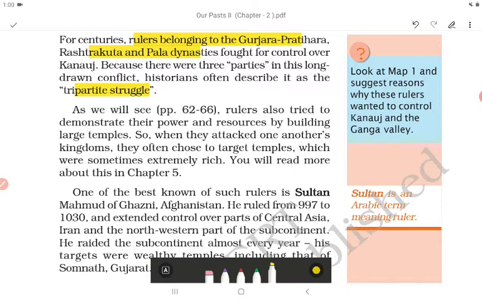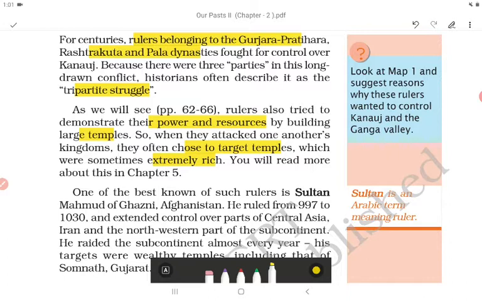Look at Map 1 and suggest reasons why these rulers wanted to control Kannauj and the Ganga Valley. As we will see, rulers also tried to demonstrate their power and resources by building large temples. So when they attacked one another's kingdoms, they often chose to target temples which were sometimes extremely rich. You will read more about this in Chapter 5.